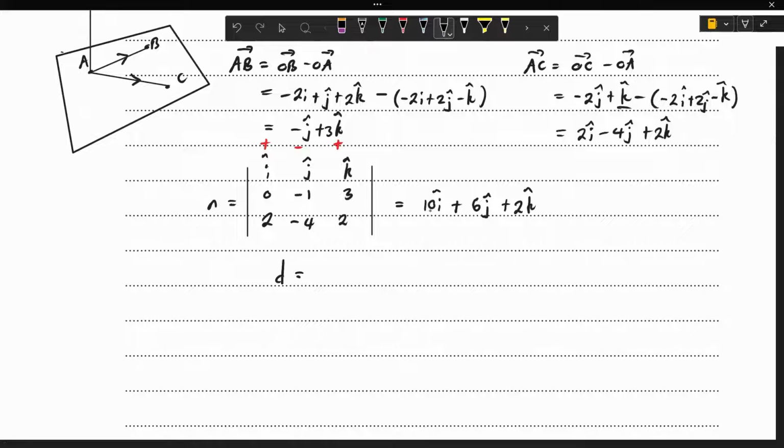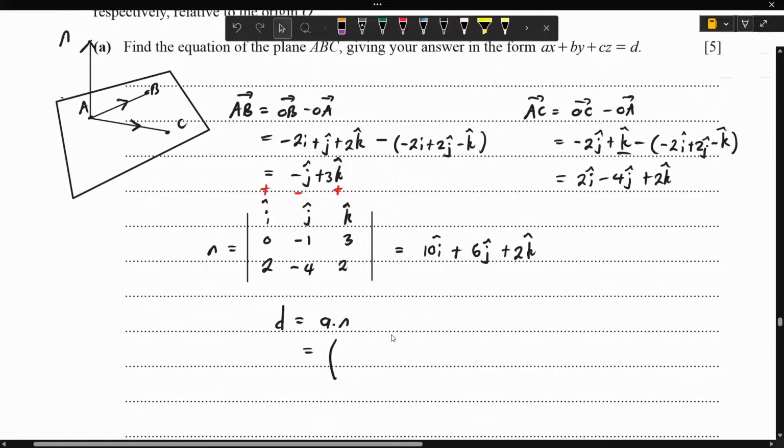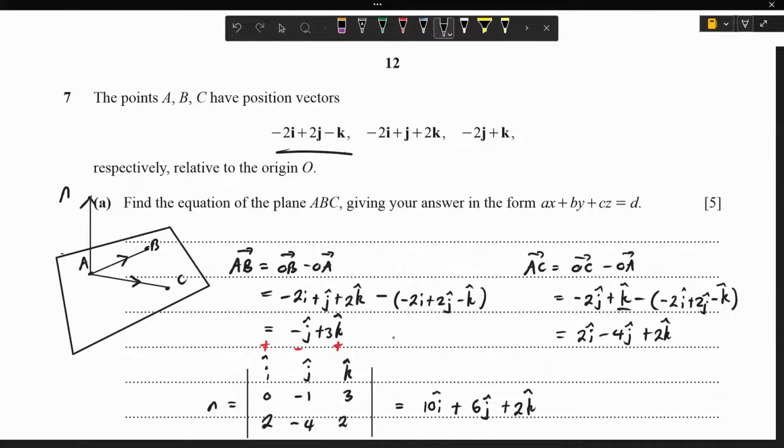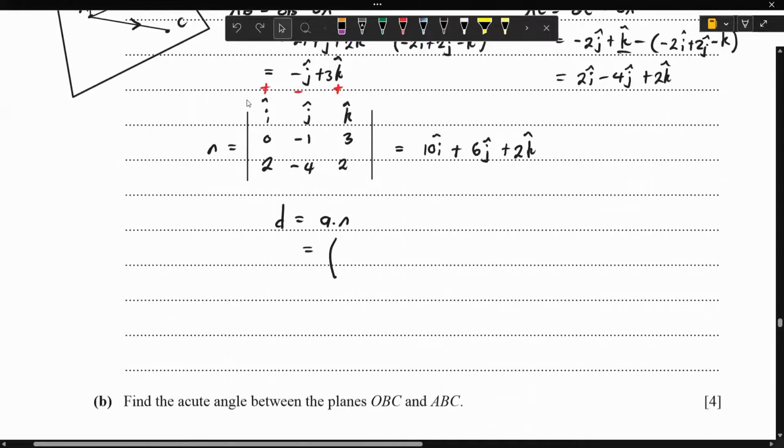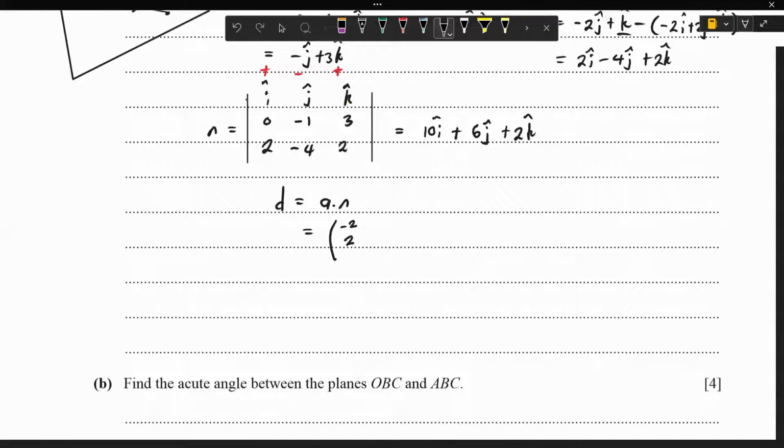We'll also need the distance d, which is found by a dot n, where a is any point on the plane, which in this case is this point. In column vector form, that's minus 2, 2, and minus 1. So we have minus 2, 2, and minus 1 dot n, which we take from this. That's 10, 6, 2. And this will give us minus 20 plus 12 minus 2. And this will give us right here minus 10, basically.